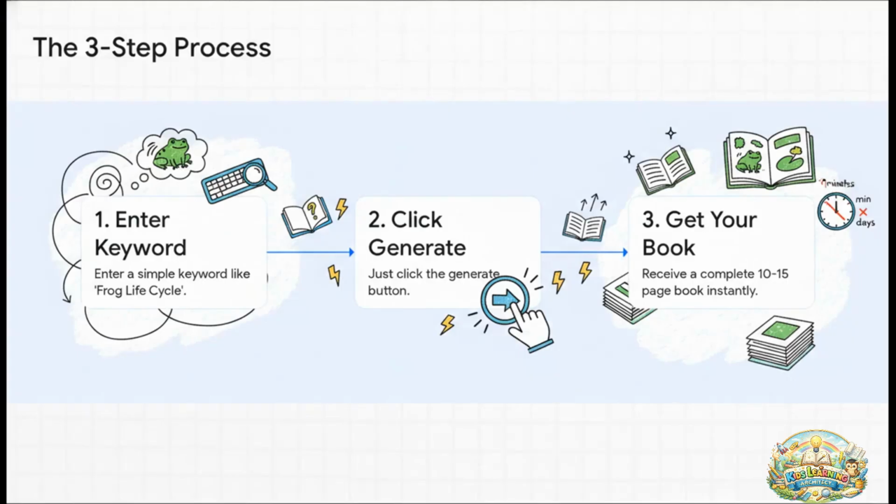And the process they describe sounds almost ridiculously simple. It's just 3 steps. 1, you type in a simple topic, something like frog life cycle. 2, you click the generate button. And 3, the system gives you a complete 10 to 15-page book with the whole story written out and all the illustrations ready to go. They claim this takes minutes, not weeks.